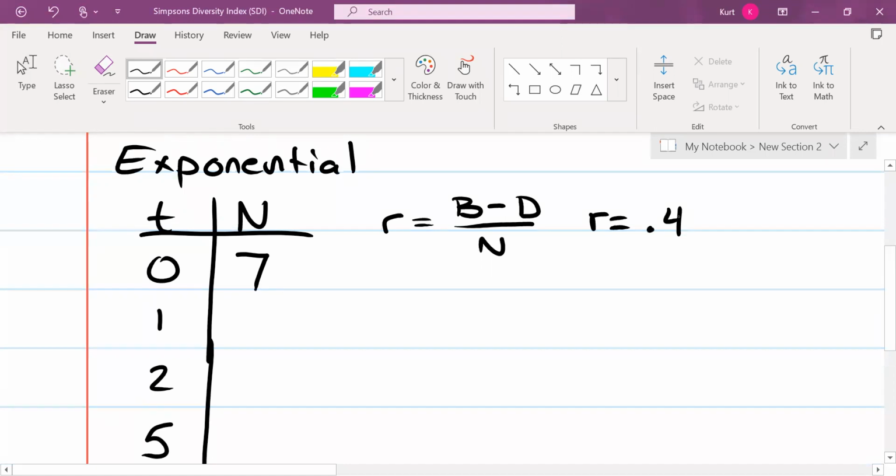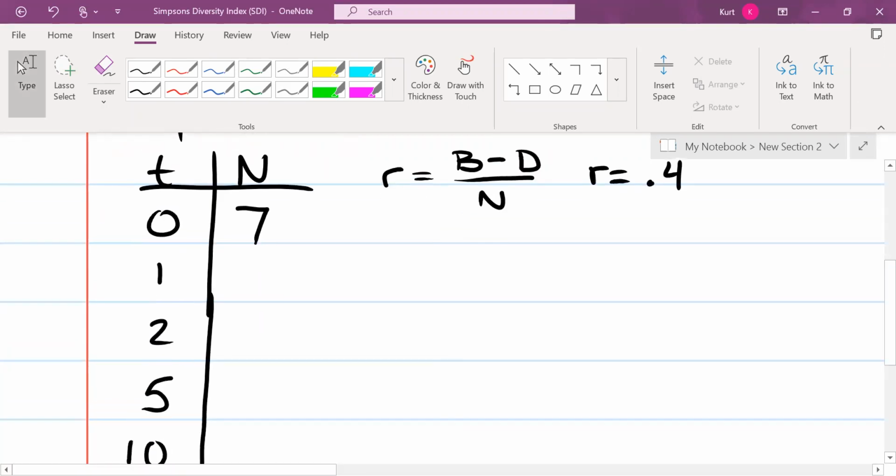x divided by 7 will equal 0.4. That's going to be it. So we have births minus deaths over population size, r equals 0.4.